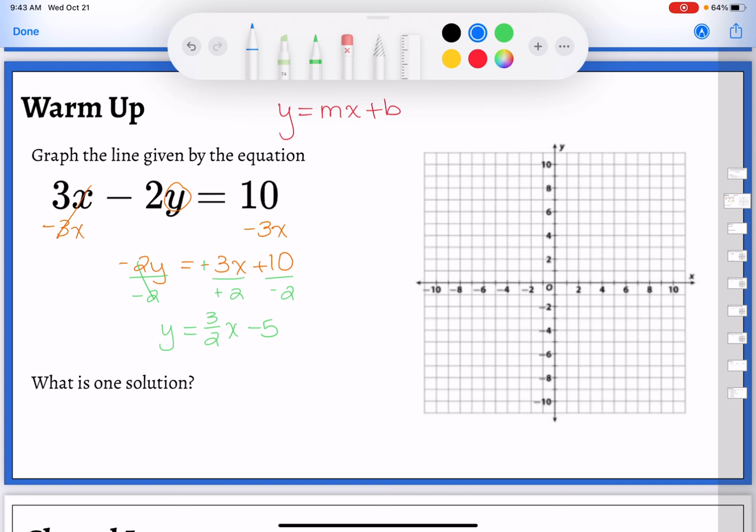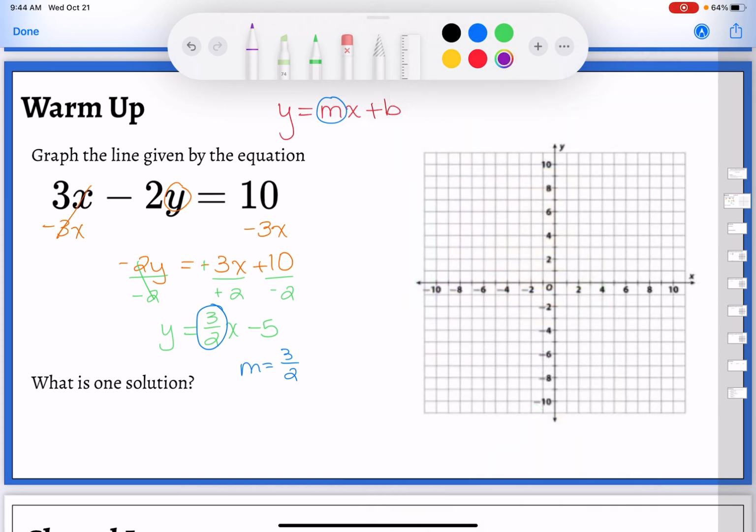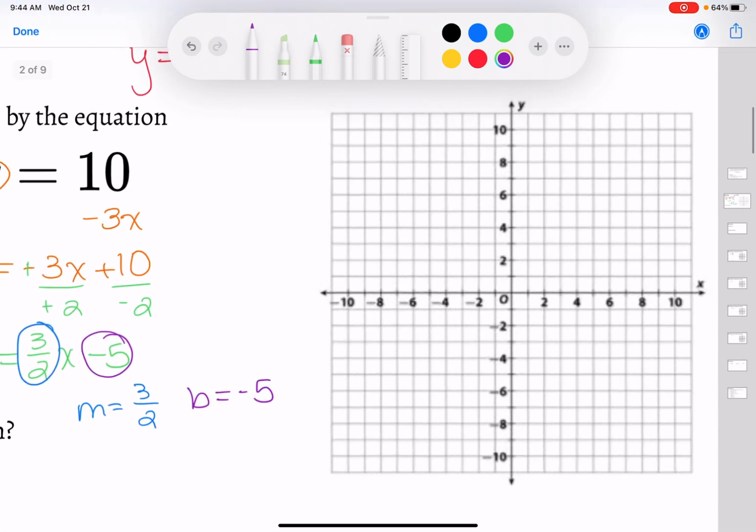So then again, remember what I need from this equation is the slope. My slope in this problem is m equals 3 over 2, because that'll be my rise over run. And then I also need the y-intercept, the b, and I notice in this equation my b will equal negative 5. And if we remember back to Unit 2, we always begin our graph with b, so I'm going to start at negative 5 on the y-axis.